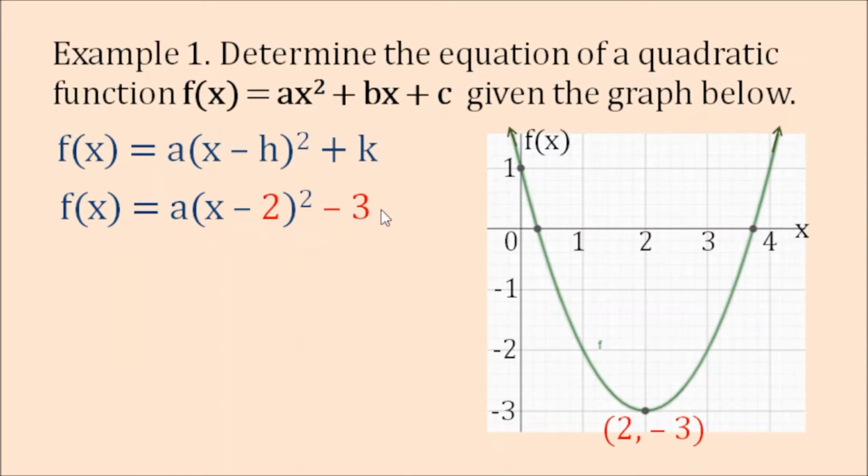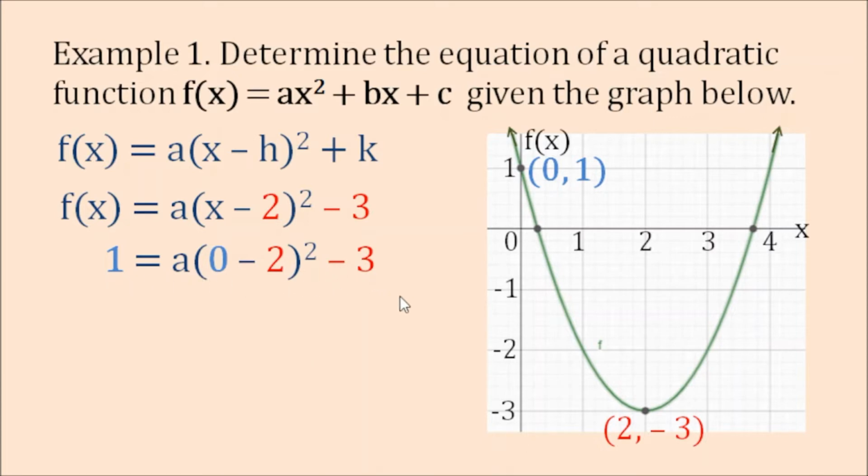Now we need one more point. Okay? We will use this point here. 0, 1. So this 0 is the value of x, and this 1 is the value of f of x. So we will substitute f of x with 1 and x with 0. Now we have this equation. 1 equals a times the quantity 0 minus 2 squared minus 3.